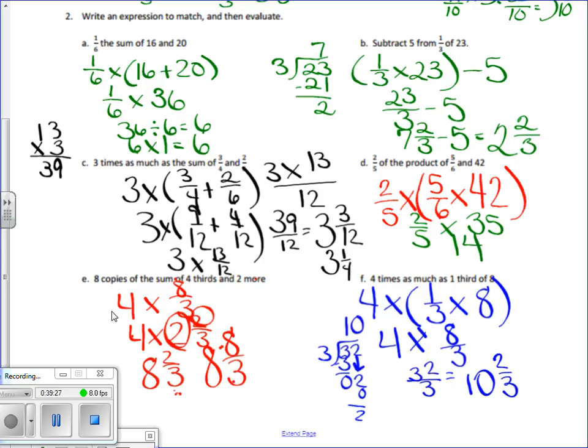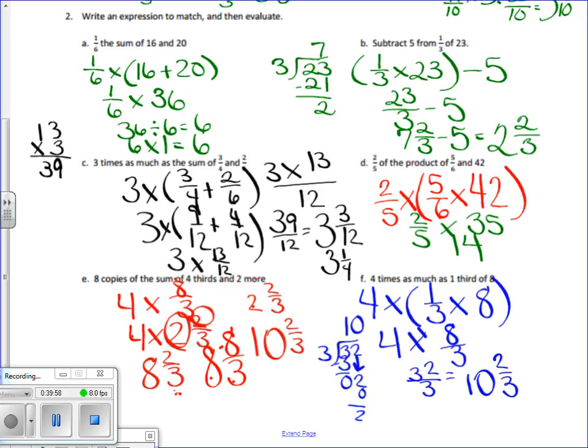Here, with it being an improper fraction, you had to keep going. 3 goes into 8 2 times, and you're left with 2/3. That's where the 10 comes from. So 2 plus 8 is 10, and 2/3. So the 2 from this improper fraction, 2 plus 8 is 10.